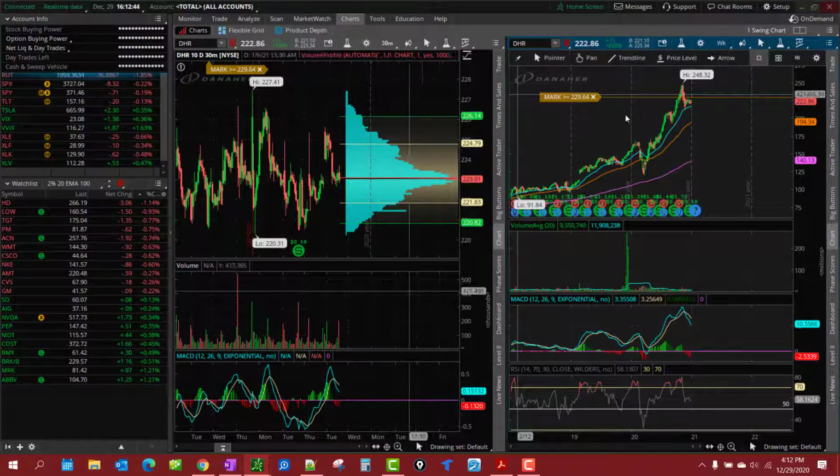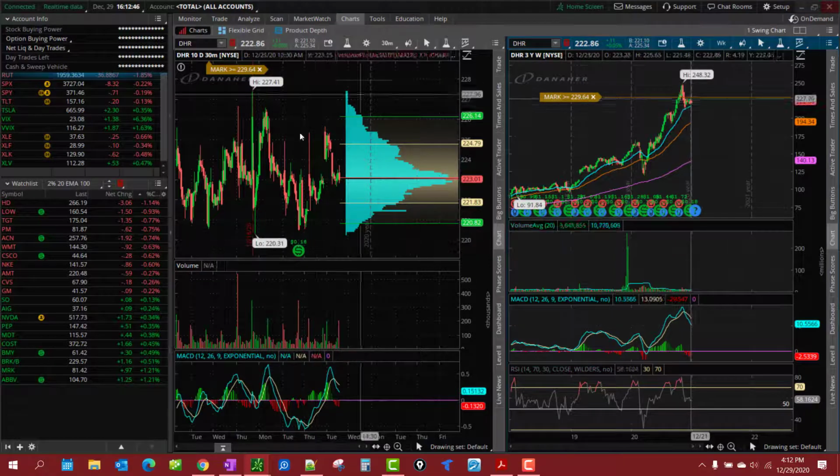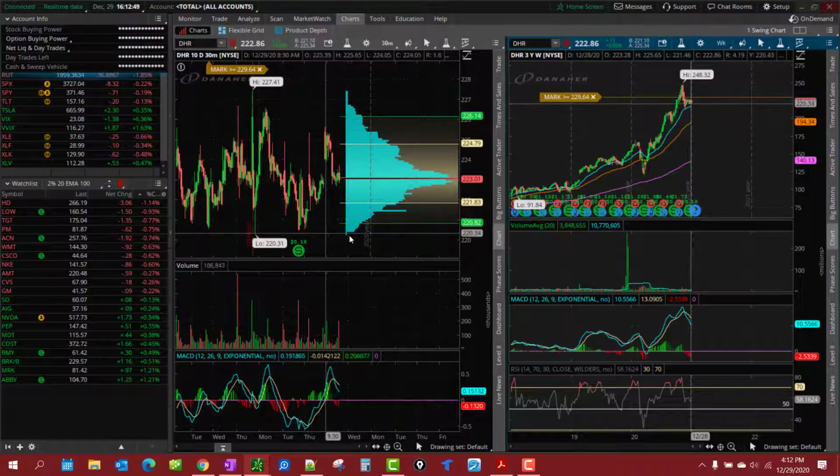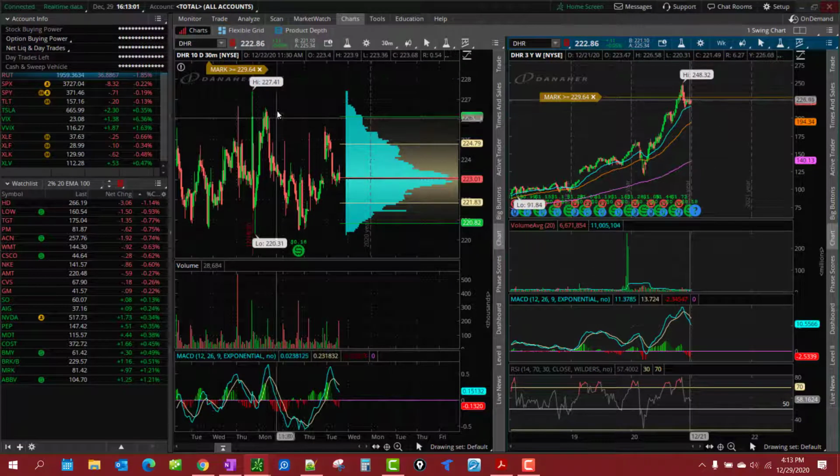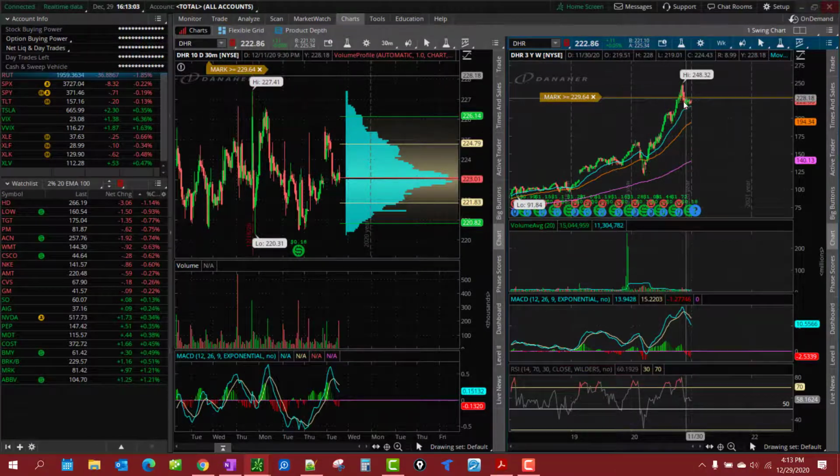And I'm looking at these two charts right here. And I'm using the value area. And I'm using the direction. Is it in a strong trend? And moving averages that pull back. As you can see, though, Danaher for short term, you can ignore this altogether.